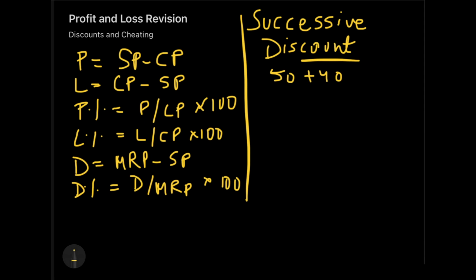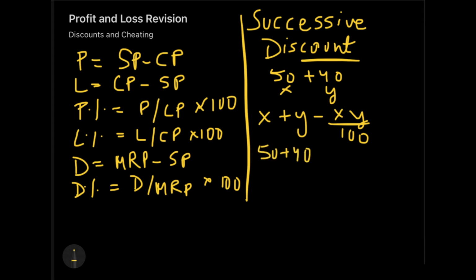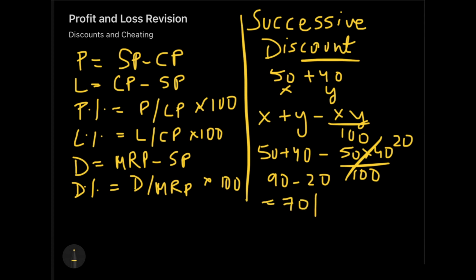How do we calculate the successive discount? We take the first discount as X, the second discount as Y, and the value is X plus Y minus X into Y by 100. That means if my first discount is 50% and the second is 40%, so 50 plus 40, that is 90, minus 50 into 40 by 100, which gives me 20. So 90 minus 20 is equivalent to 70% of discount.